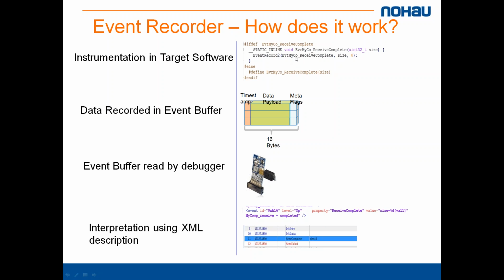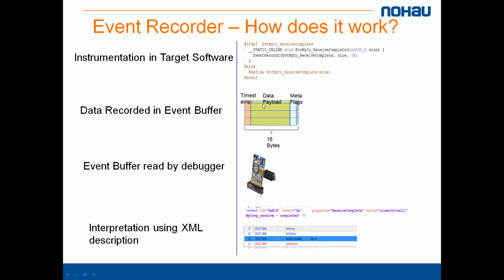So event, my component, receive complete. This is the group of the message and the ID of the message. So it's a number, so it's just a define. It will pass the parameter of size, and then it will pass 0. So this will then be stored in the event buffer.